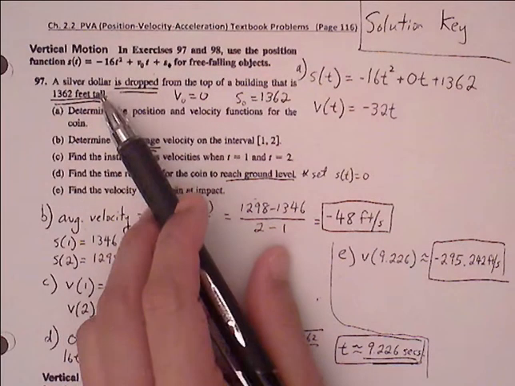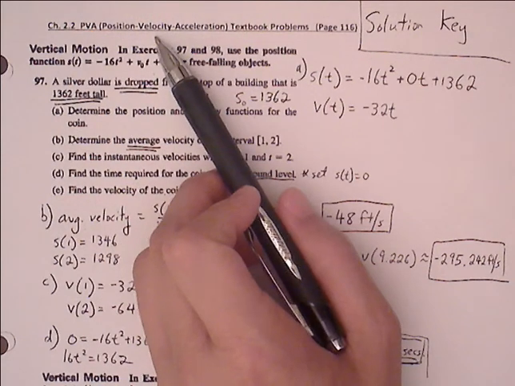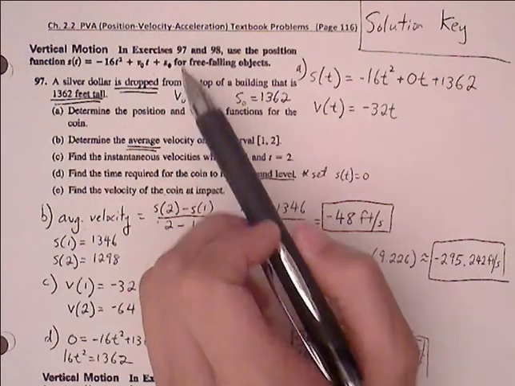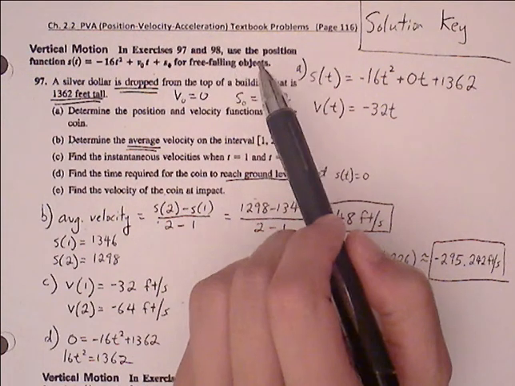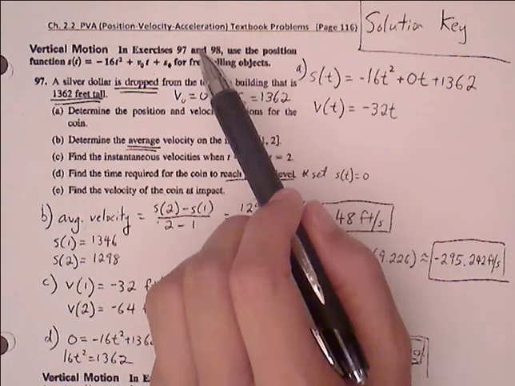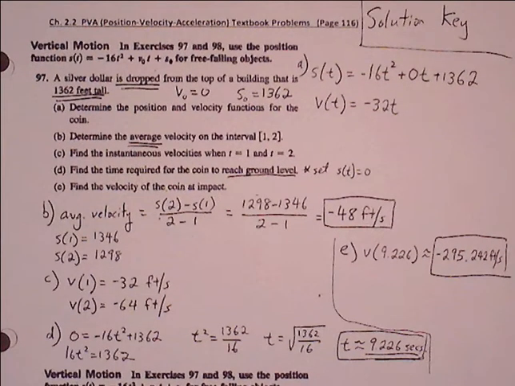Let's walk through these 2.2 homework problems, 97 through 100, dealing with position, velocity, acceleration, particle motion problems. So let's look at number 97 here.